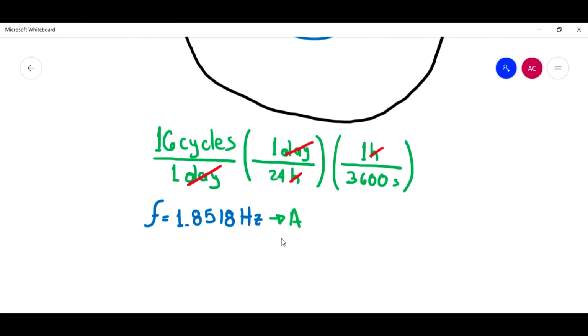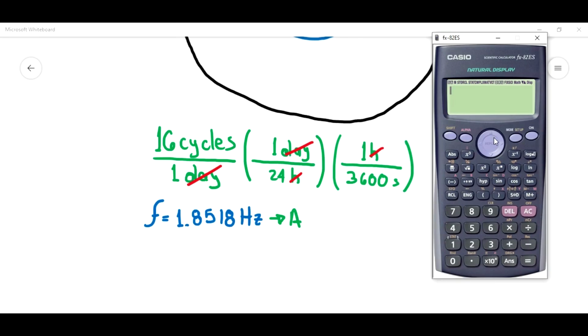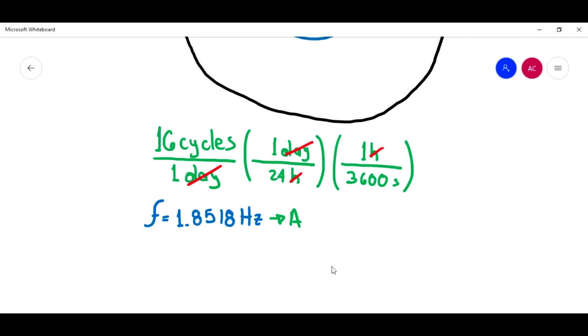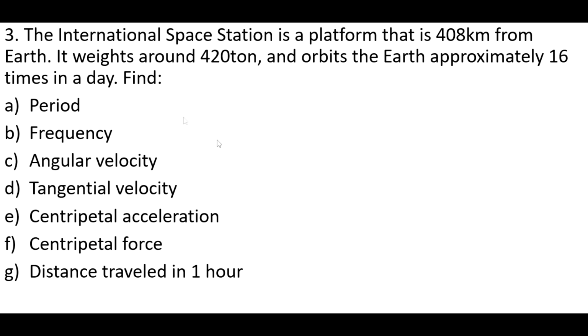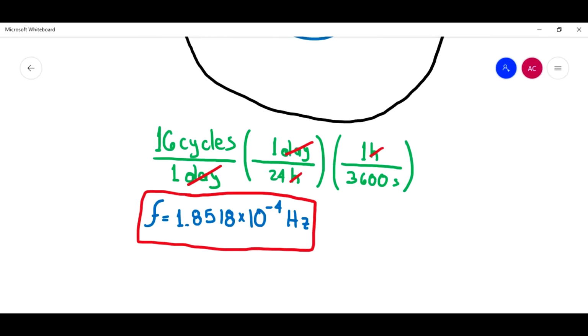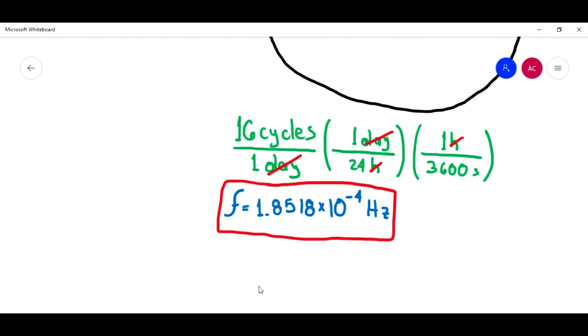Oh, sorry. I forgot times 10 raised to -4 hertz. So that would be the answer that they asked me to find. That would be the frequency, letter B. I'm going to write over here, that is letter B.